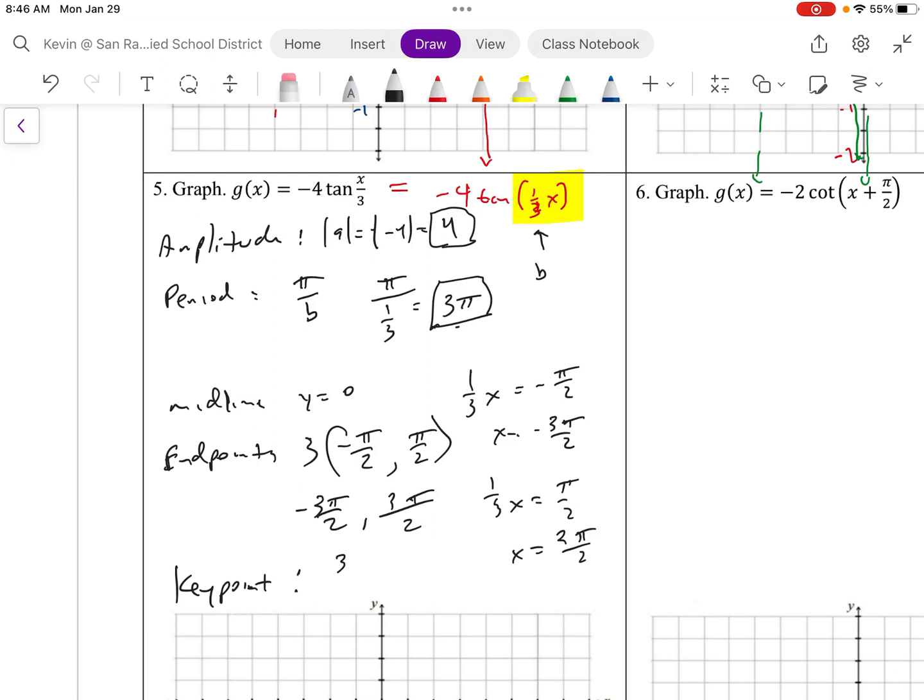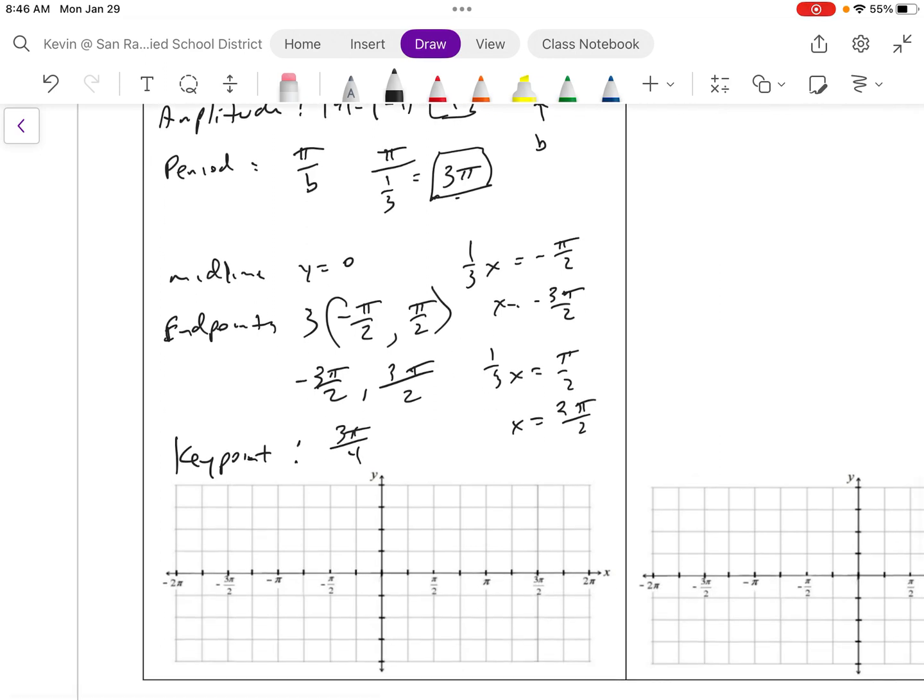In this case, we're going to just take our 3 pi, which is our period, and divide it by 4. Okay, let's graph it. Endpoints, that's where our asymptotes are going to go. So negative 3 pi over 2 and 3 pi over 2.